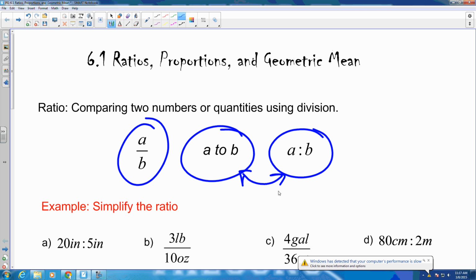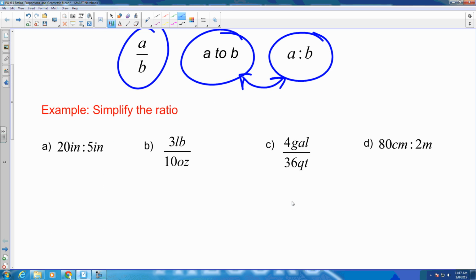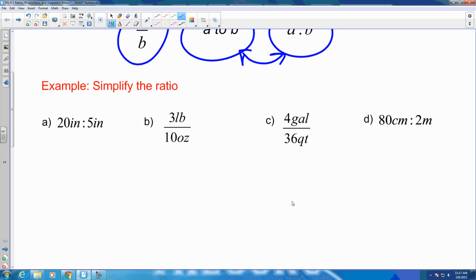So what we have to start with, we have some examples to take a look at. First thing we want to do is try to simplify the ratio. When they're asking to simplify the ratio, that means basically they want you to take out the unit measure. In order to take out the unit measure, the measure on the top and the bottom of the fraction must be the same. So if you look in example A, it says 20 inches to 5 inches.